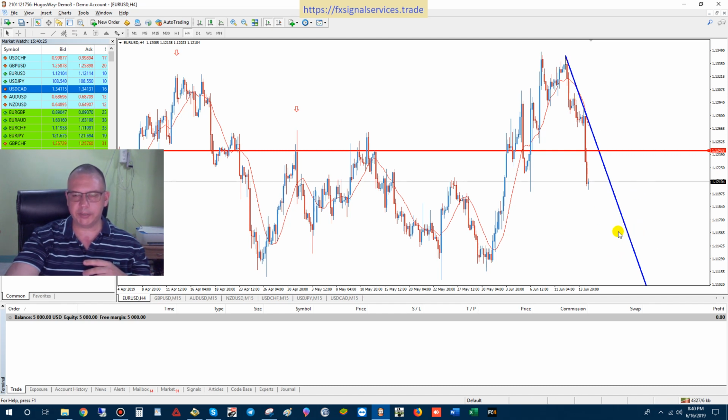Once this breaks this trend line, then you can place a buy trade for long term, and it will probably hold for a week or two, I'm guessing. Okay, so that's my predictions for EURUSD.